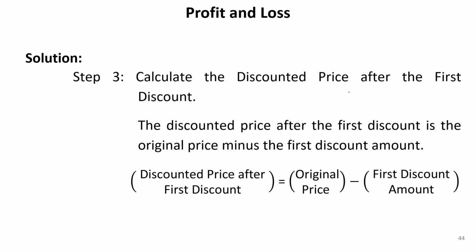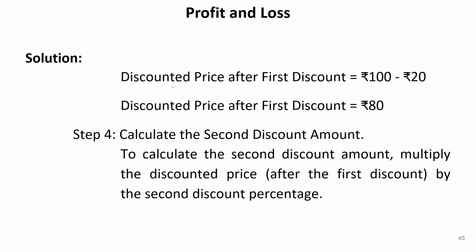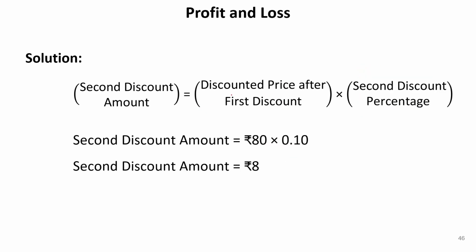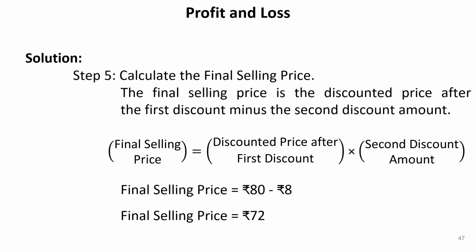Calculating the price after the first discount: the discounted price after the first discount is the original price minus the first discount amount, which is 100 minus 20, equal to 80. To calculate the second discount amount, we multiply the price after the first discount by the second discount percentage. So it is 80 into 0.1, which is equal to 8 rupees. The final selling price will be 80 minus 8, which is equal to 72. So at 72 rupees it was sold.